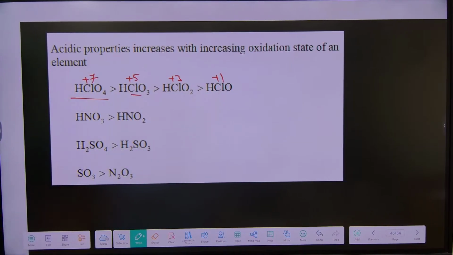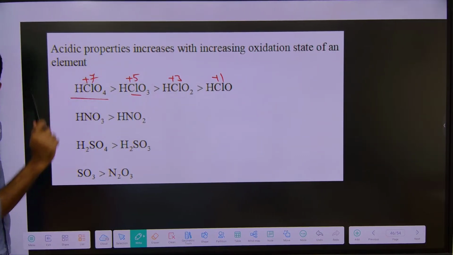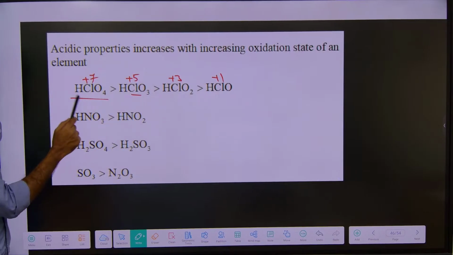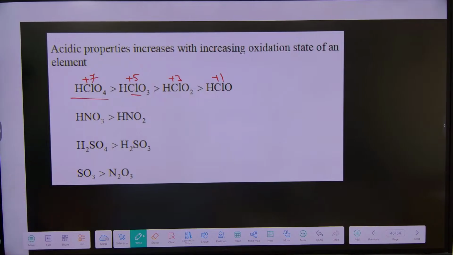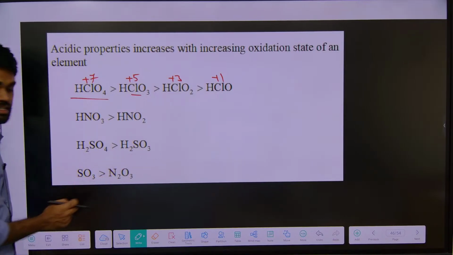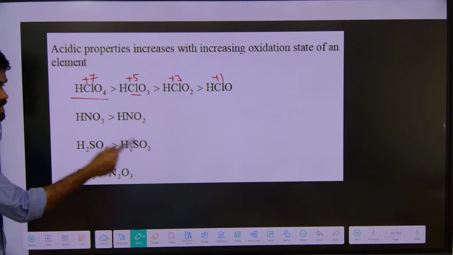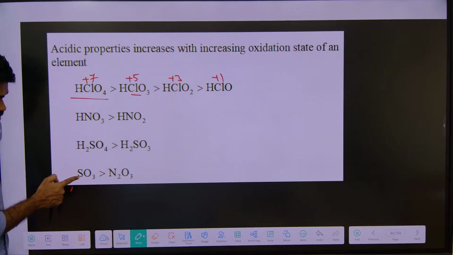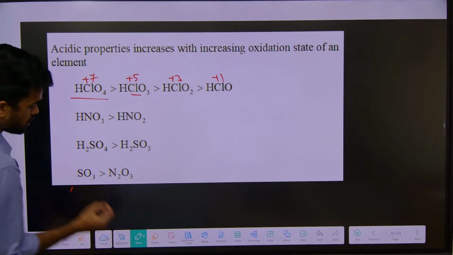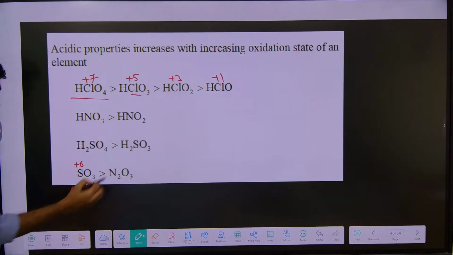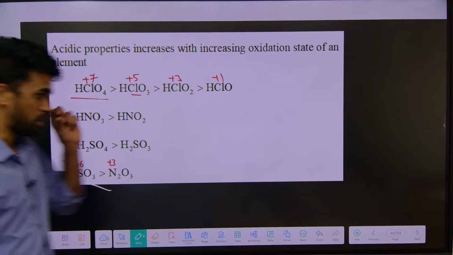So what I told you: more oxidation state, more acidic nature, whether it is an oxide or oxyacid, in both cases it depends on oxidation state only. So which one is more acidic? The one with more oxidation state. Next, HNO3, HNO2. Okay, sulfuric acid, sulfurous acid, because it is +6, here it is +4. Okay, so SO3, N2O3: SO3, because the oxidation state here is +6, here it is +3. Okay, this is a different comparison anyway. Write all this.